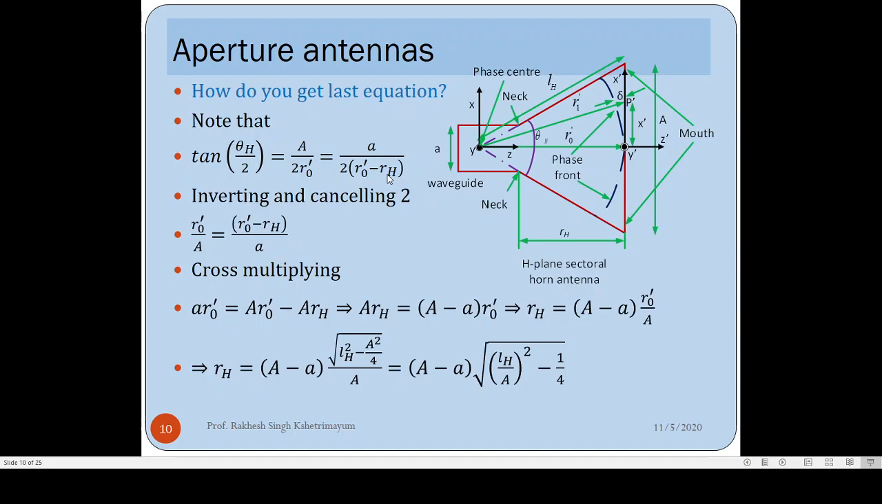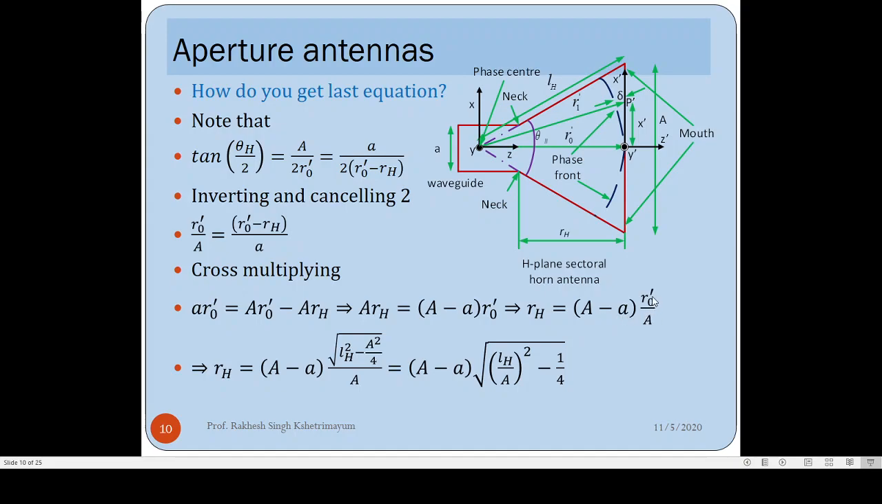So from this relation, we can get the previous relation. How do you get it? You invert the relation on the right hand side and cancel the two common terms. So 2 can be canceled out. You invert it, bring the denominator to the numerator, numerator to the denominator. So R naught dash by capital A is equal to R naught dash minus RH by small a. If you cross multiply, what do you get? A R naught dash is equal to capital A R naught dash minus capital A RH. We are interested in finding RH, so I will take this to the left hand side. Capital A RH is equal to capital A minus small a, times R naught dash, and I will take this down to the right hand side. So we can find RH as capital A minus a, times R naught dash, divided by A.